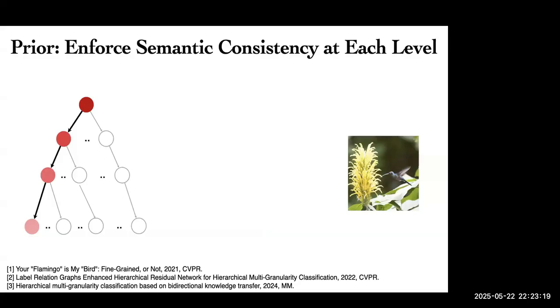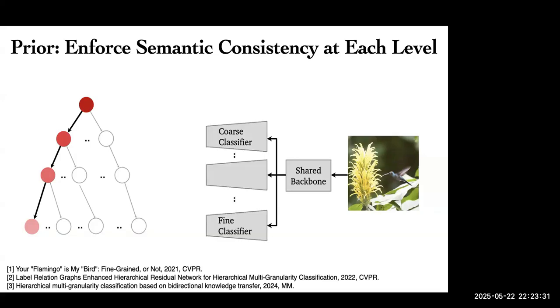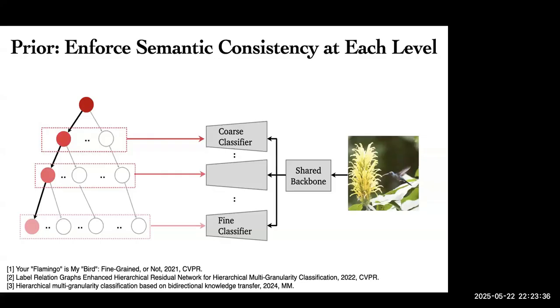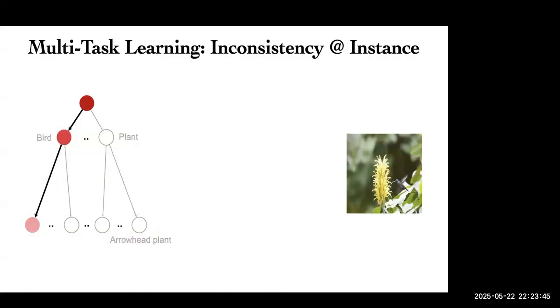Okay, so for this problem, the prior work tends to enforce semantic consistency at each level, across levels. Given this image, you have a shared backbone, and then you treat each level, the coarse level classification or fine level classification, and you have a loss for each level. Sometimes people add this semantic consistency. The problem with multitask learning is that it's statistical learning. It guarantees statistically each level is doing its best at improving the accuracy, but it doesn't guarantee that in the same instance you have consistent predictions.